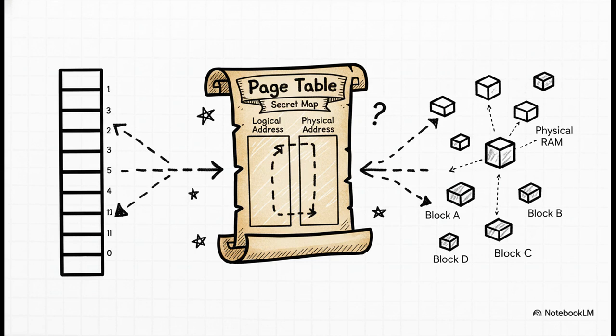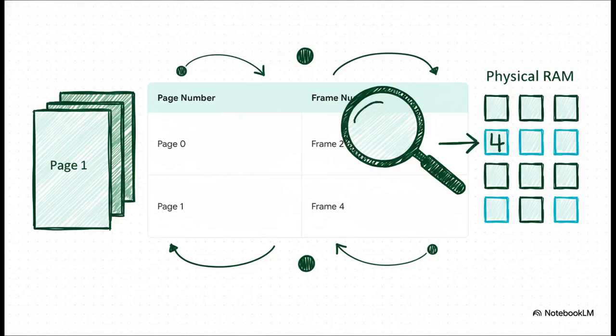We use that special map we talked about at the beginning, and it's called a page table. Every single program running on your computer has one of these. And this is what it looks like. It's not complicated at all, really. It's just a simple lookup chart.